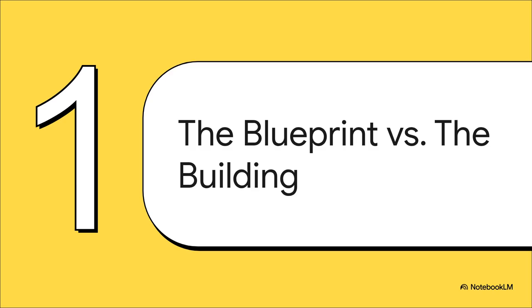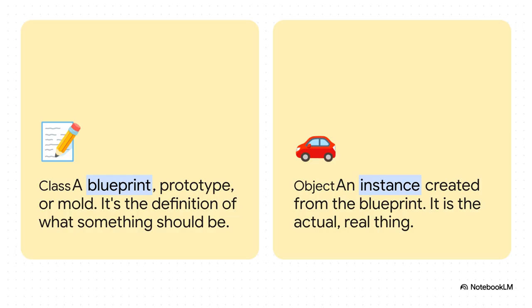So let's really dig into this idea, the blueprint versus the actual building. This is where we meet the two most important words in the entire world of OOP. You see, in programming, we call that blueprint a class. The class is the definition, it's the recipe, it's the mold. And the thing you actually make from that blueprint, that's called an object. The object is the real thing, the car you can actually drive, the cookie you can eat.